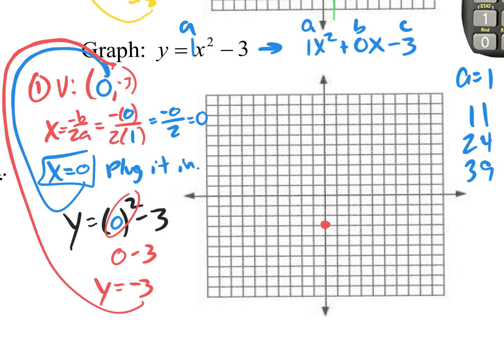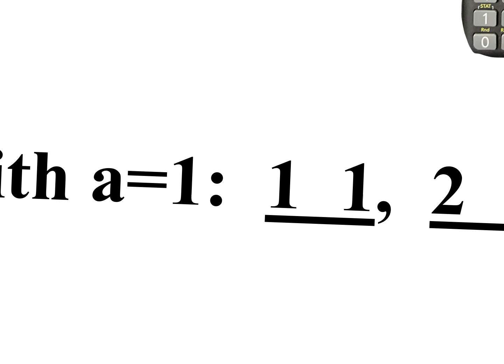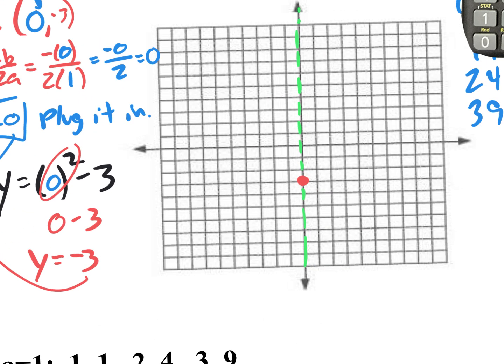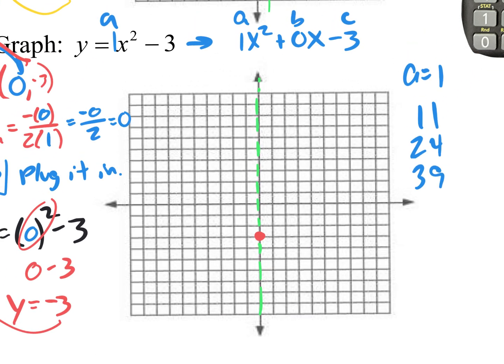From there, you could draw your axis of symmetry, which is kind of unnecessary because you could clearly see that it's the y-axis at this point. And you need more points. Are you going to use an XY table? If you want to, but that's really a waste of time because if your A value is 1, it says down here, when the A value is 1, you could use a pattern 1, 1, 2, 4, 3, 9. So we're going to be able to use a pattern 1, 1, 2, 4, 3, 9 from the vertex.